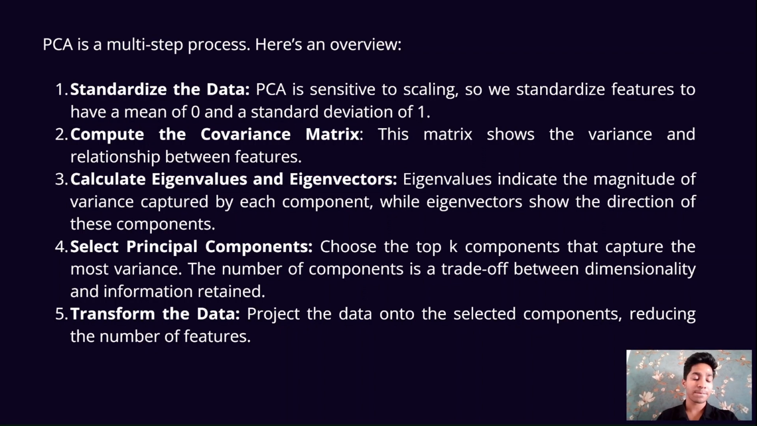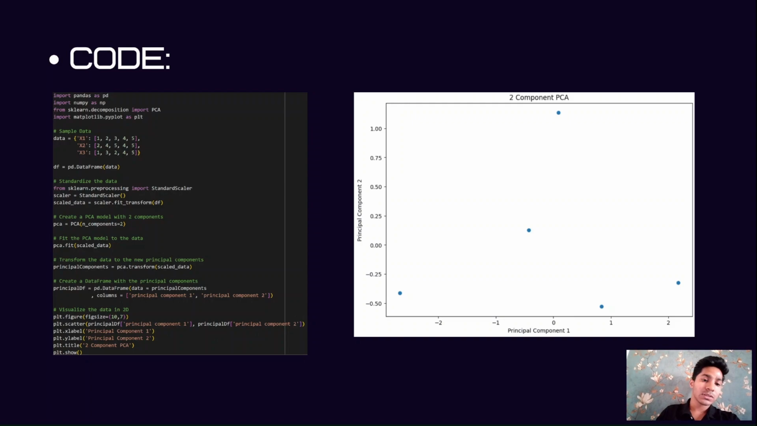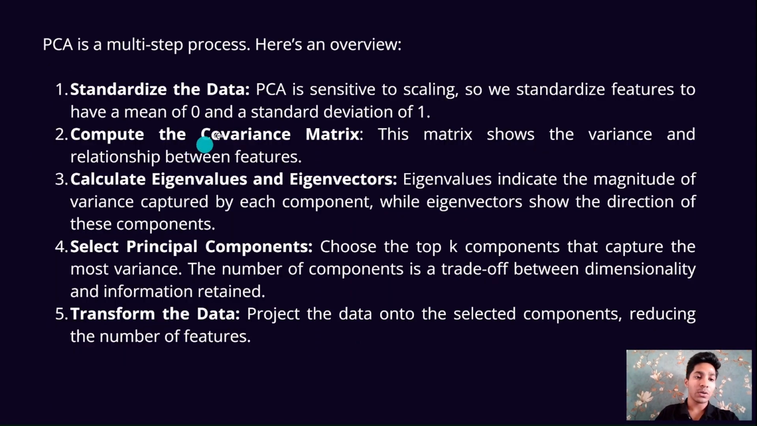Then fourth step we have is select principal components. In this, we choose the top k components that capture the most variance. The number of components is a trade-off between dimensionality and information retained. Then final step we have is the transformation of the data. In this, we project the data onto the selected components, reducing the number of features. So here is the code related to PCA.